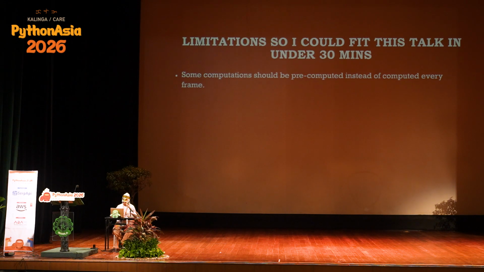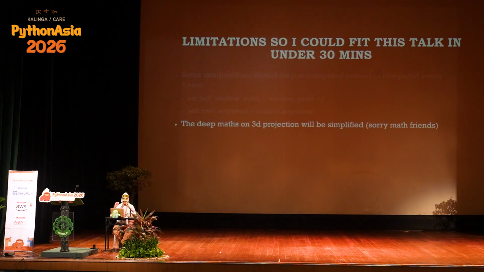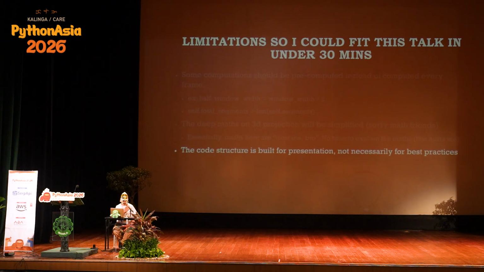Some computation should be pre-computed instead of computed manually every frame. And there are some deep maths on 3D projection that unfortunately I have to simplify a lot. I'm sorry for those who are looking for a very good math explanation. Basically, all the maths here would be, trust me, bro. And yes, it hurts me. I wouldn't be able to explain the math.